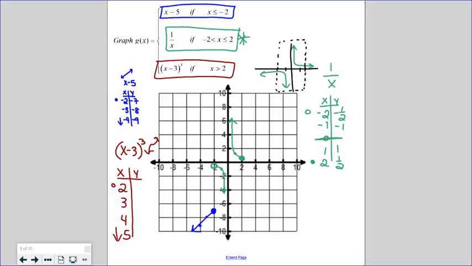Plug them into my function. 2 minus 3 is -1, cubed is -1. 3 minus 3 is 0, cubed is 0. 4 minus 3 is 1, cubed is 1. 5 minus 3 is 2, cubed is 8. We can keep going. Open dot at 2, -1. Then we're at 3, 0, 4, 1, 5, 8. So there's our little squiggle through the origin and then getting really big really fast.